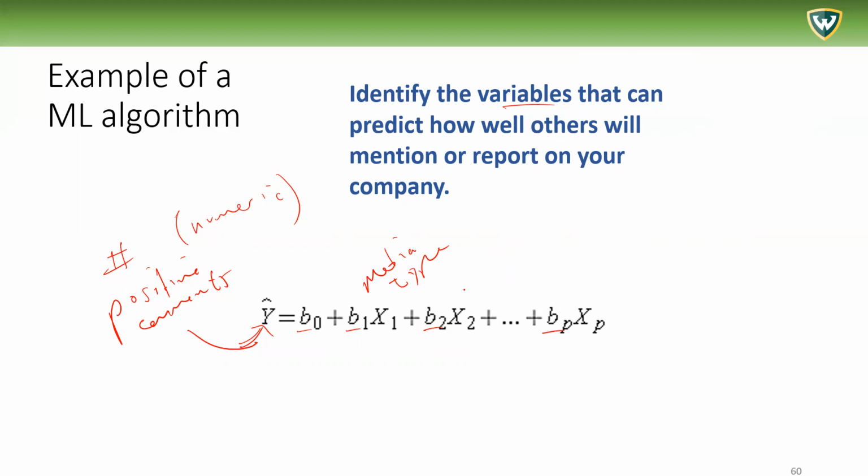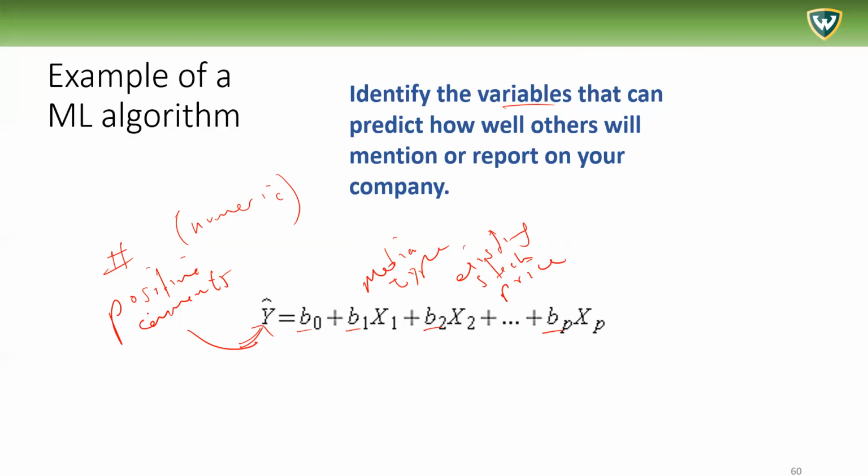How about the existing stock price? Existing stock price. So notice how the stock price before was an outcome variable of interest. Now it's become an explanatory factor. Media type, existing stock price of the company. If the stock is higher, maybe more people will mention you.